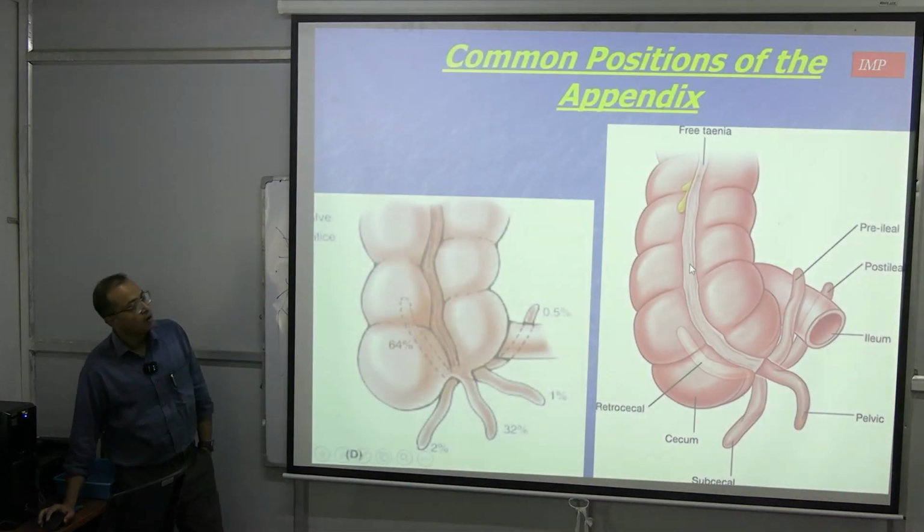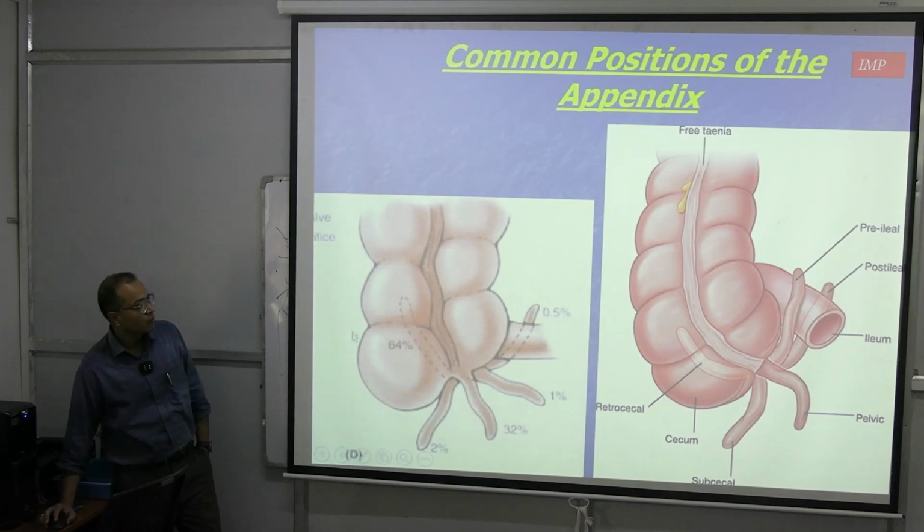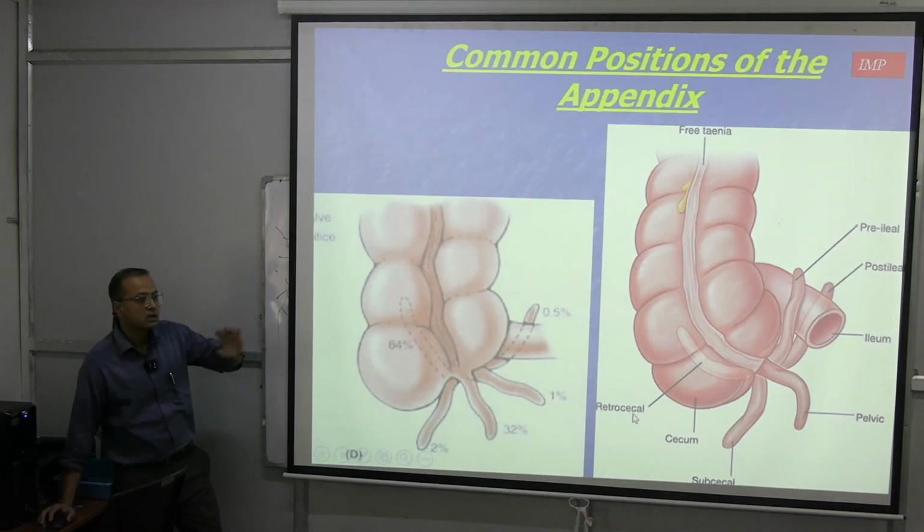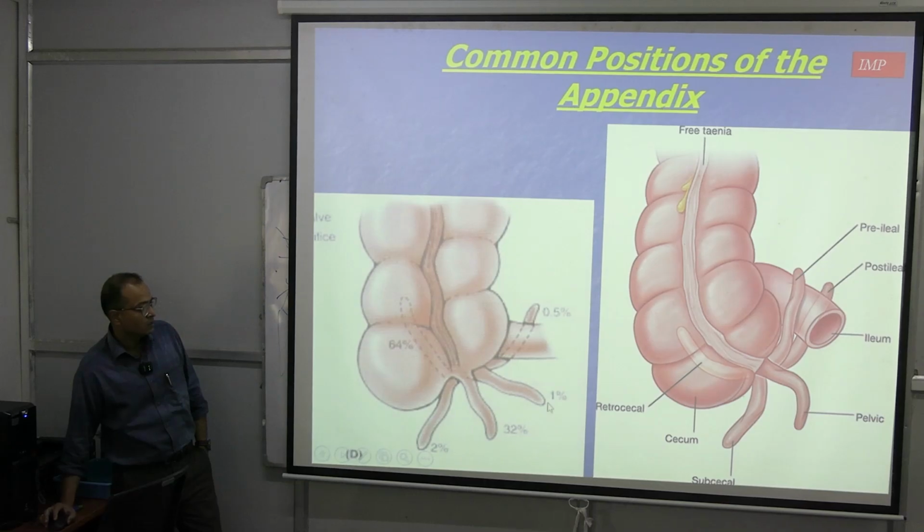But anyways, these are the common positions of the appendix. The most common is 64%. This 64% means retrocecal. Remember that, that's the common thing. Then less common are pre-ileal and post-ileal, which is in front of and behind the ileum. Then we have the pelvic, downside cecal and sometimes subcecal. So, this downside position, cecal, subcecal and pelvic, and then we have the retrocecal position, which is the common one.